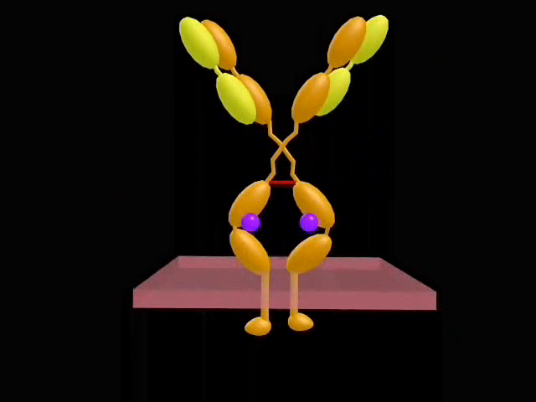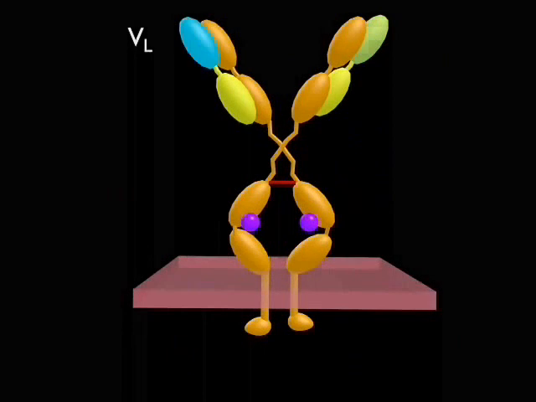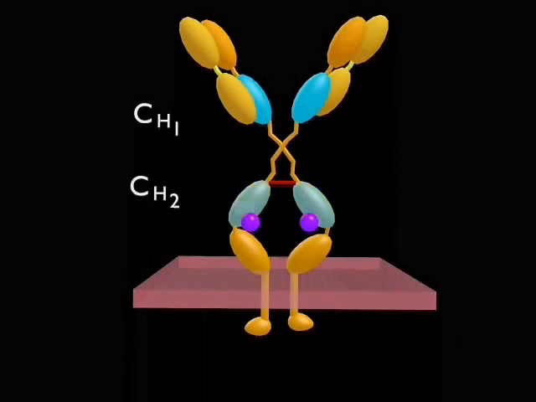Antibodies are folded into domains which are named according to whether they are variable, V, or constant, C, and according to whether they belong to the light chain, L, or heavy chain, H.